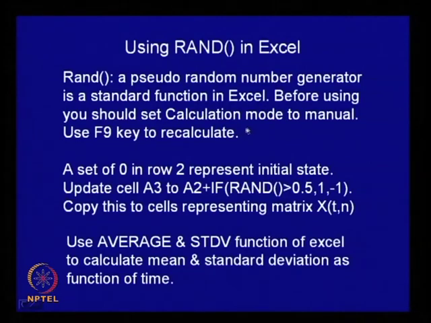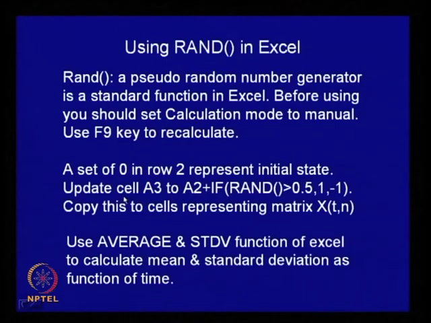Now, before using it, you set the calculation mode to manual, because every time you enter data in Excel, it recalculates every cell. Then use the F9 key to recalculate after you have entered the data. So, this is the first initial setup you have to do. Then put a set of row 0 in row 2, and this represents the initial set.